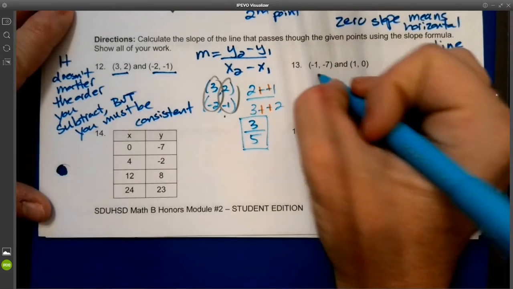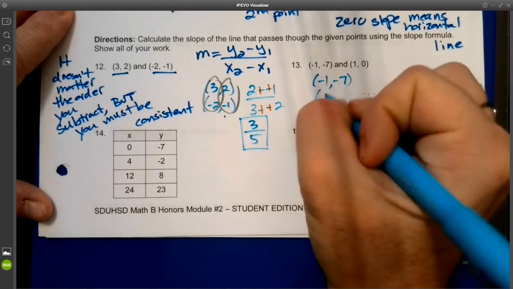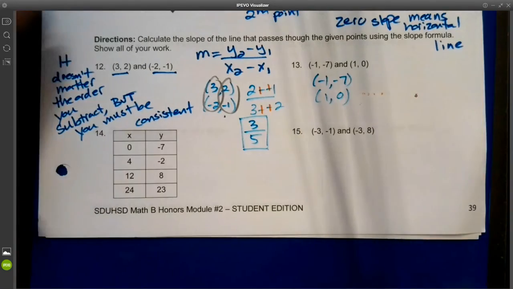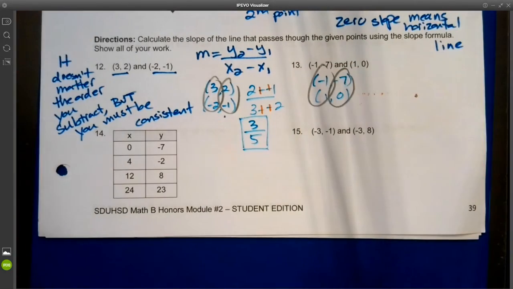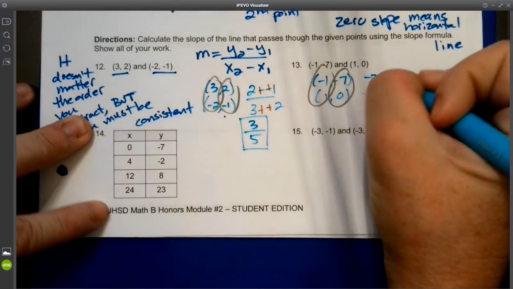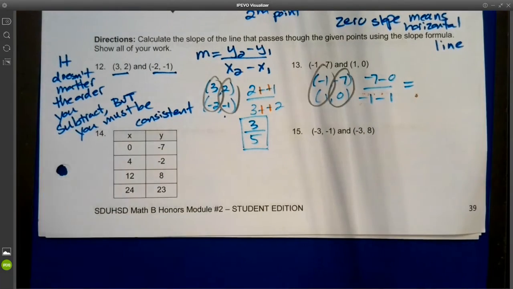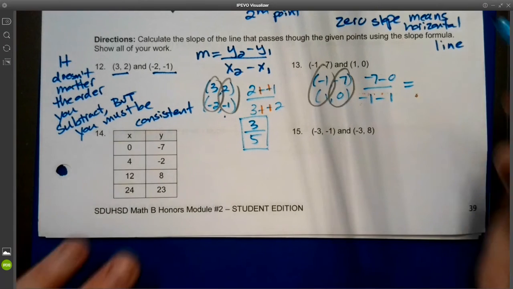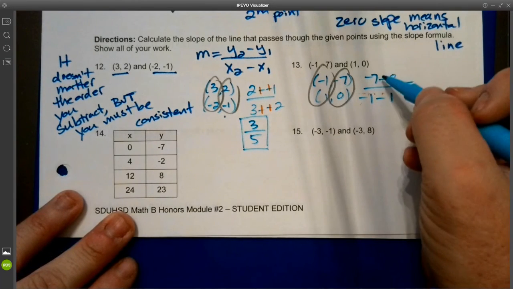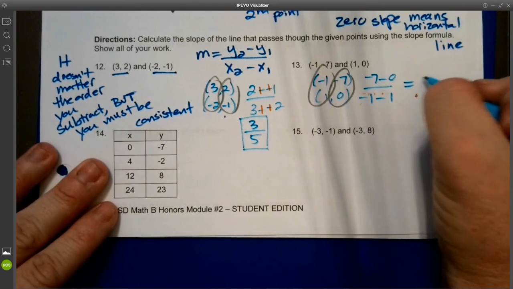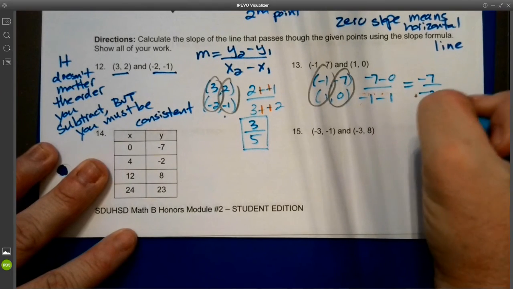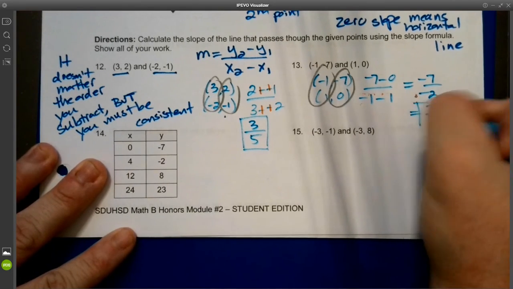So again, what am I going to do? I'm going to stack them, subtract them, y over x, you know. That's how you find the slope. So it's going to be -7 minus 0, which is -7, and -1 minus 2, which is -2. Hello, 7 halves. There you go.